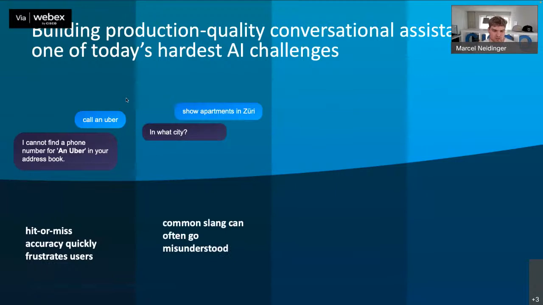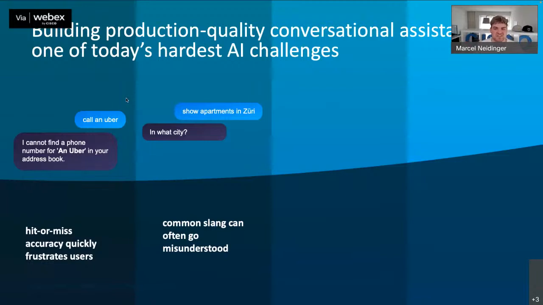Then, in our day-to-day language, we quite commonly use slang terms, right? That can go misunderstood, right? Show apartments in Zurich, Zurich being a slang word, like a slang term for the city of Zurich here in Switzerland.